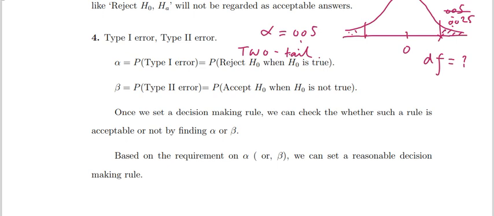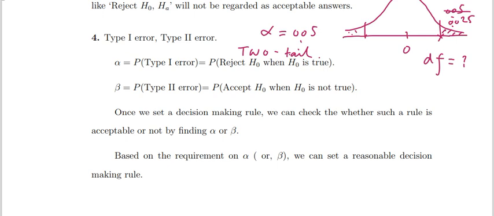Okay. So type 2 error is, for other people's claim, we easily believe other people, we easily accept their claim. This is type 2 error. So instead, this is just accepting H0 when H0 is not true.